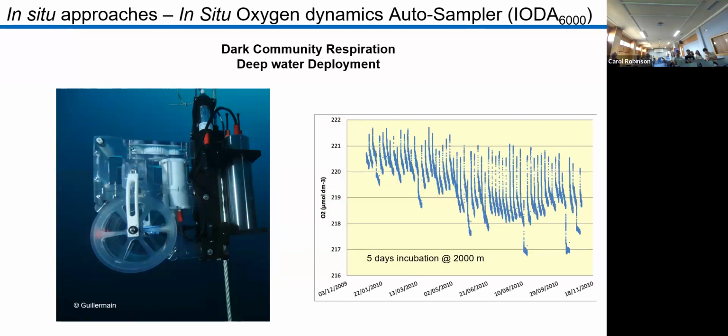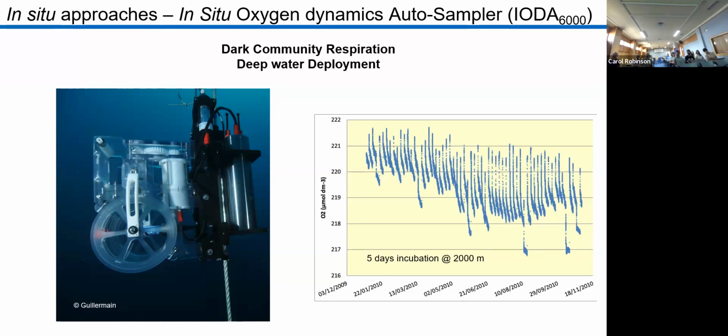This is an illustration of the instrument deployed in the deep sea. It has been deployed at 2,000 meters. And every blue line you see here is a cycle of 5 days. Every 5 days, it opens for 3 hours and then closes for the remainder of the 5 days. On each of them, there is a drift from the oxygen optodes. Here it's now a year, so around 50 cycles. And from each cycle, you derive a respiration value.